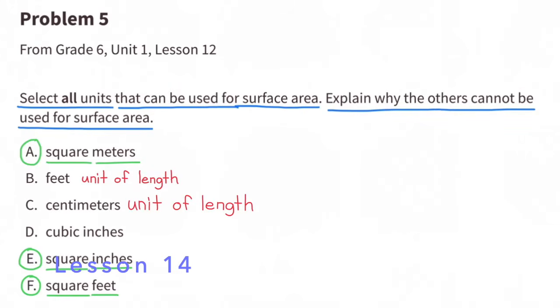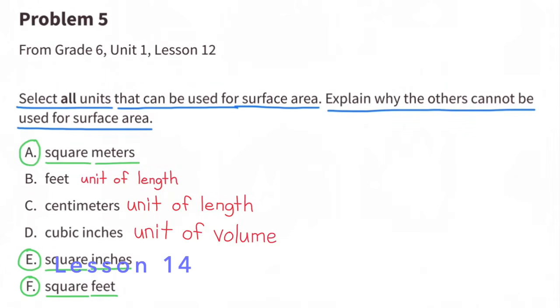C, centimeters. That's also a unit of length and can't be used for surface area because length is only one dimension. And D, cubic inches, that's a unit of volume and cannot be used for surface area. Volume measures the amount of space that a substance or an object occupies. For example, a container. Volume has three dimensions, base times height times length.